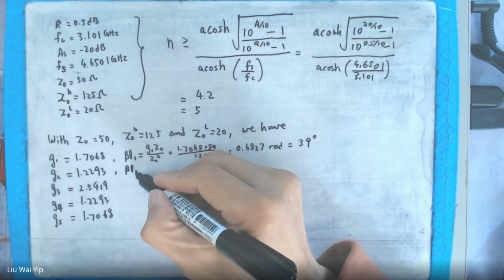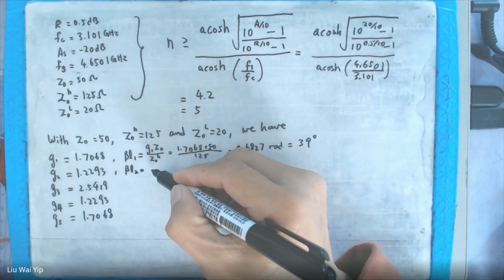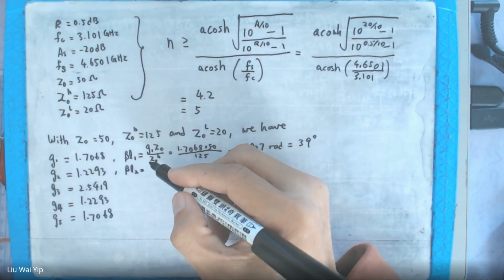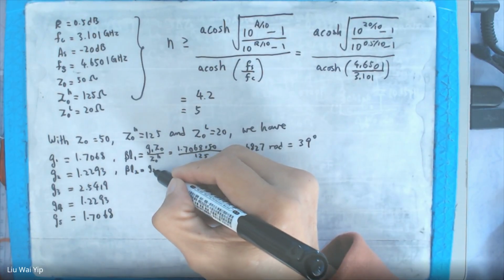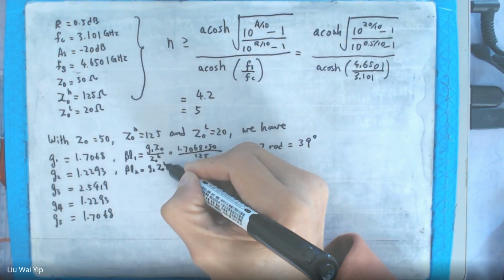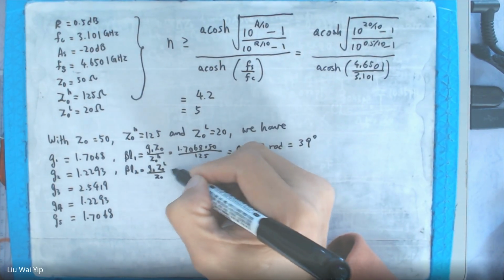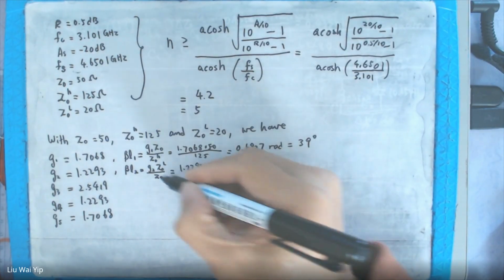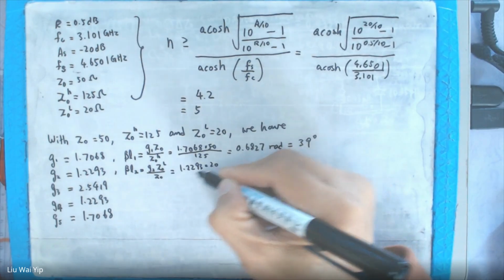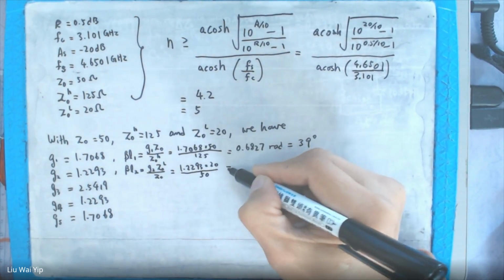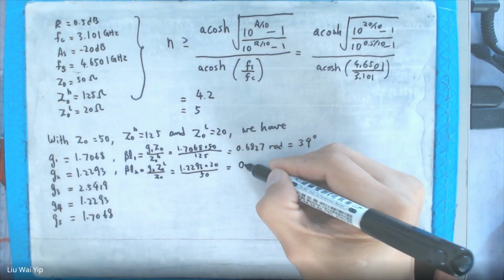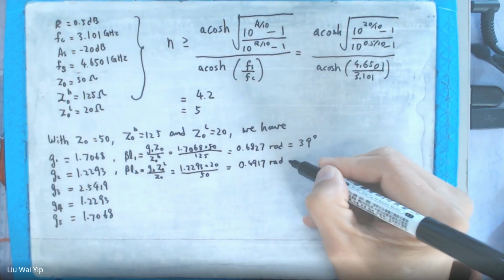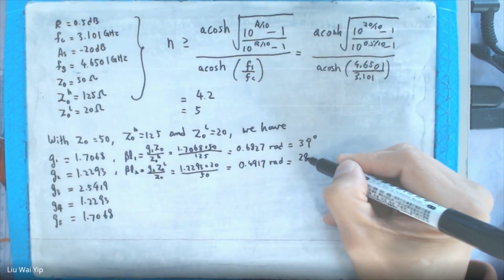Beta L2. The next one should be a capacitance. In this case, you use the low impedance line. So it will be 1.229 times this value, 20 divided by 50. And if you do it carefully, you'll get 0.4917 radian. And this is equivalent to 28.2 degrees.